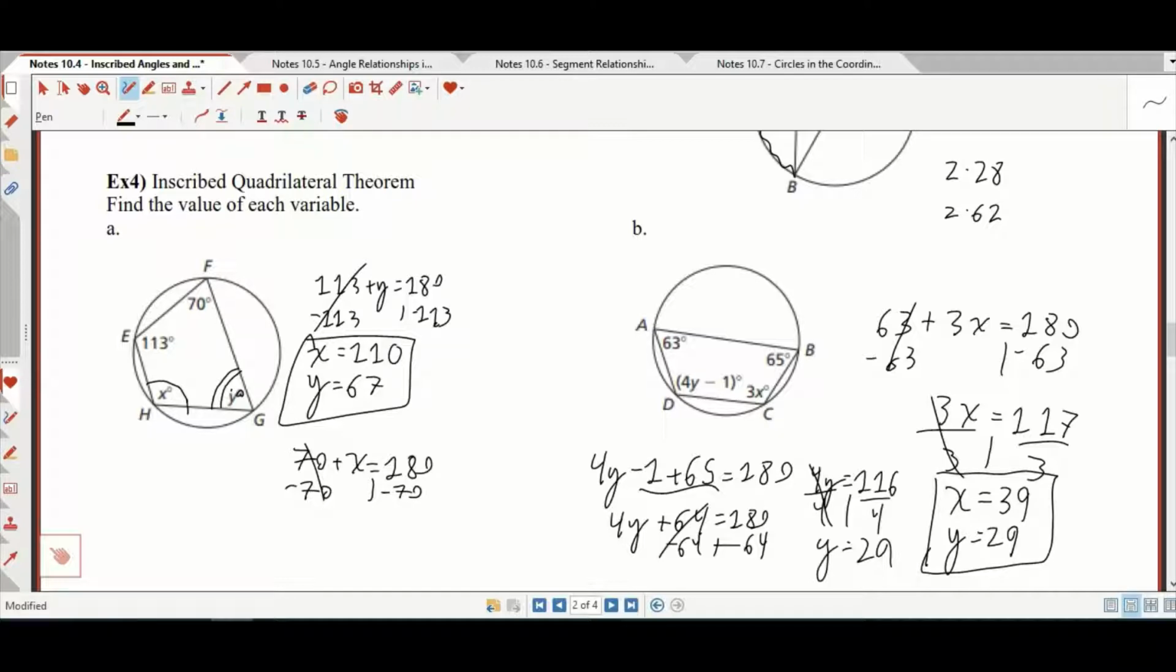Which means x equals y plus 10, but that's not something anybody asked for. I don't know why I thought about that.